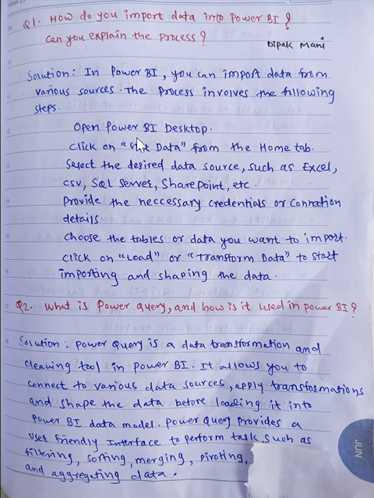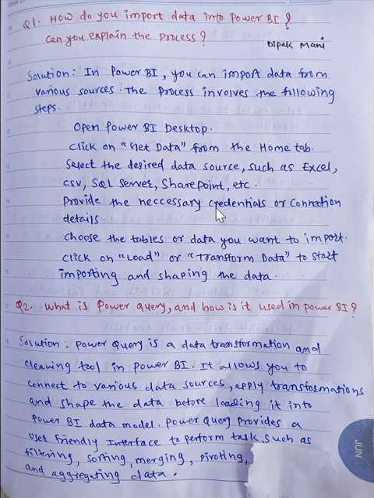So first, open the Power BI Desktop. After that, click on Get Data from the Home tab. Select the desired data sources such as Excel, CSV, SQL Server, SharePoint, Azure, or Snowflake. There are a lot of different types of data sources, but as per the client requirement, we can import data into Power BI Desktop as per their needs.